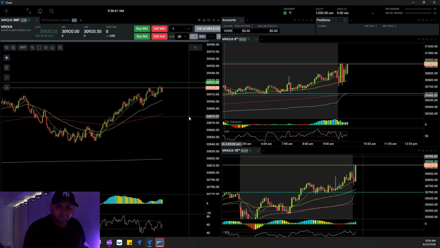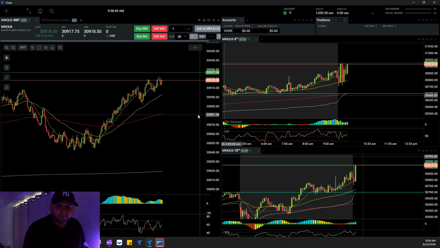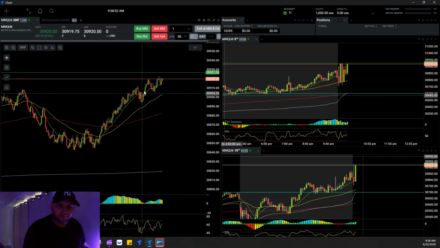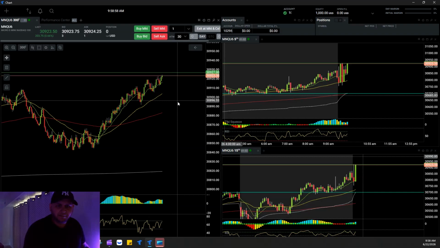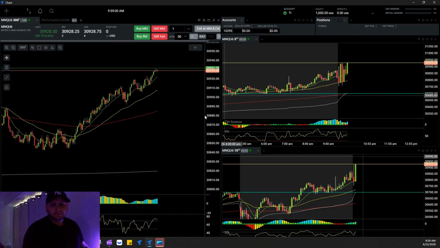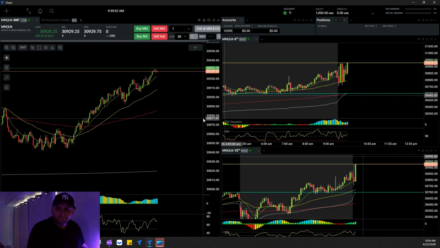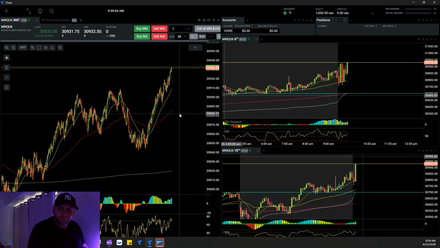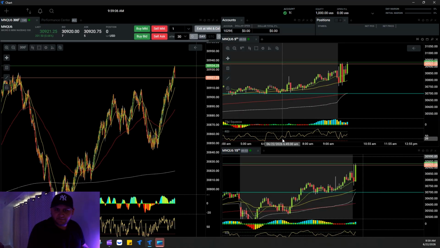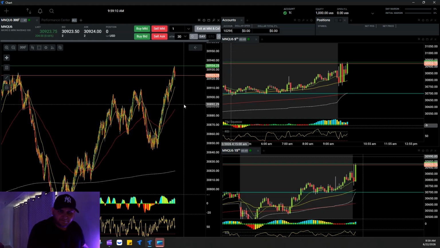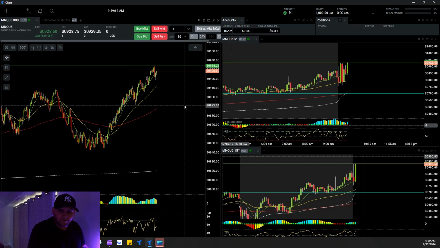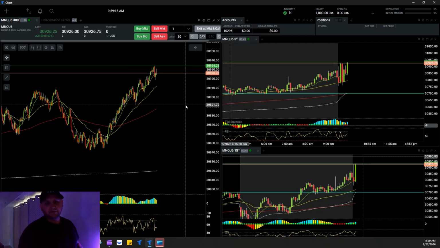Let's see, a little stair step up until it just shoots. It'll pop up, clears it, and then you get the reaction. So it either can come all the way back down, or it can keep going up.